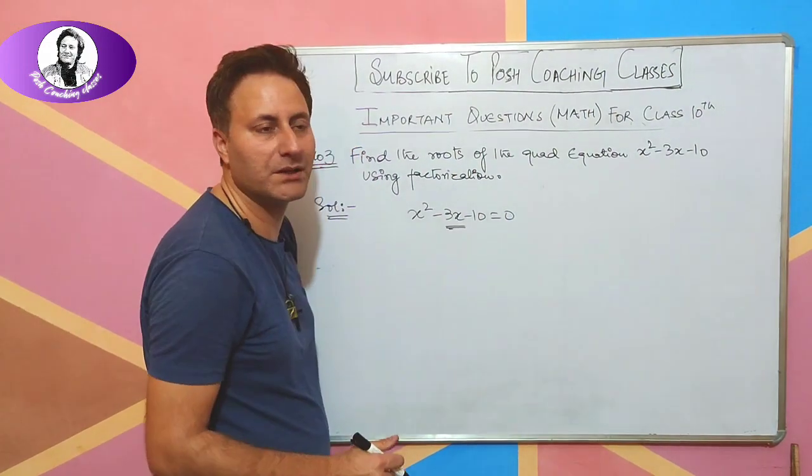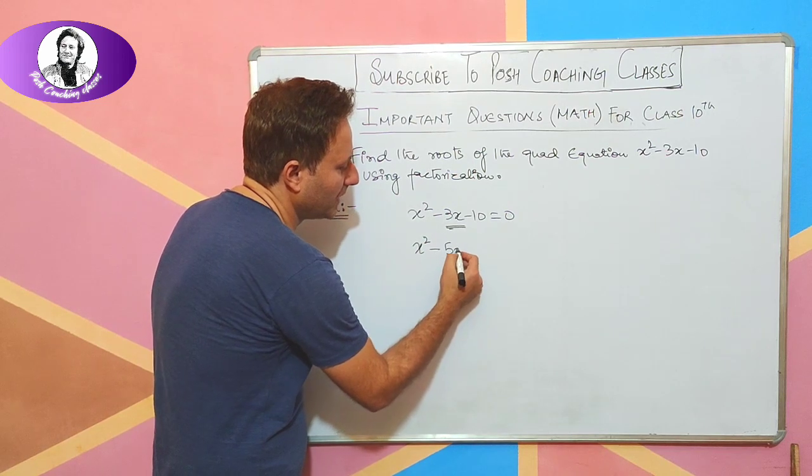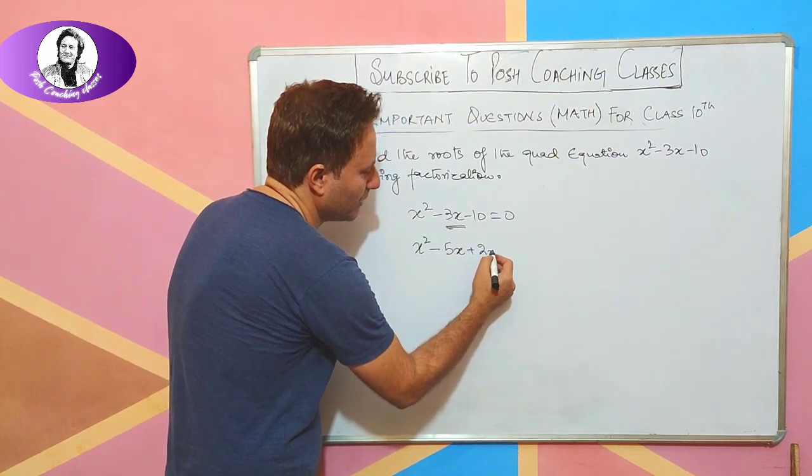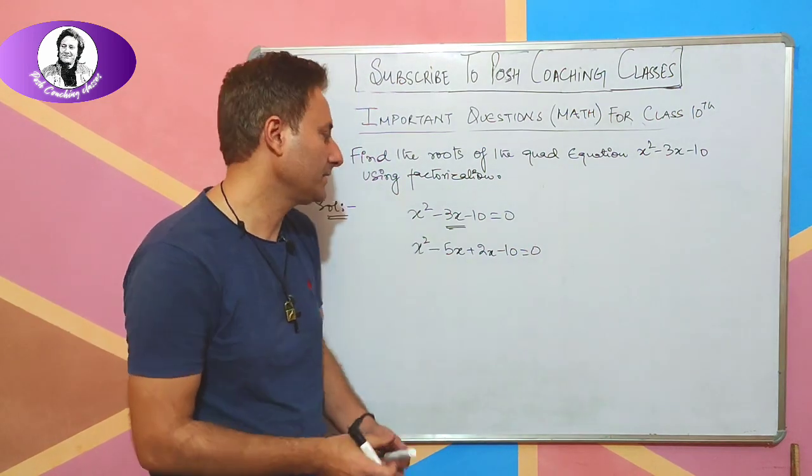We are talking about the middle term. So I can write this as x squared minus 5x plus 2x minus 10 is equal to 0. How did I do this?